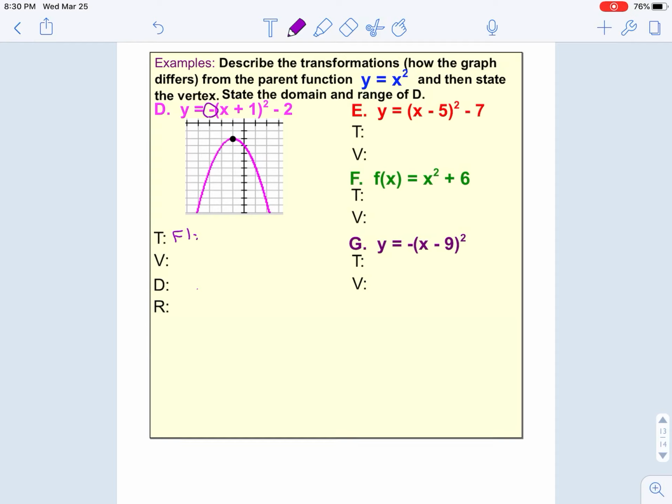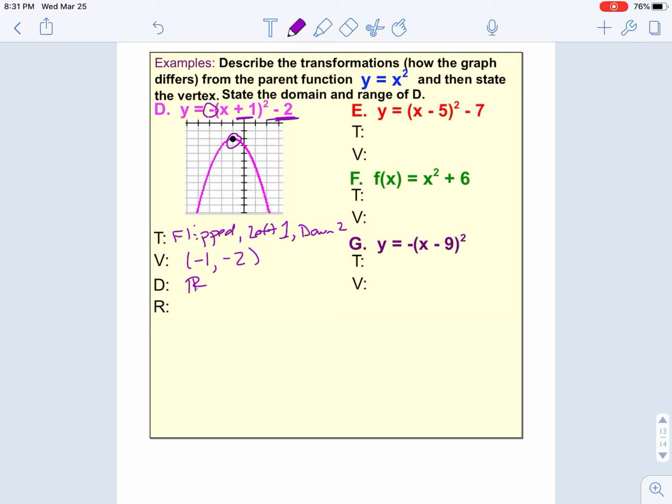Okay, so I said my transformation one is flipped. Inside the parentheses is left and right, opposite of what I think, so that is +1. So this thing must move left 1. And outside the parentheses, -2. That's my up or down, and it moves as I would think, so down 2. So where did my vertex go? It went left 1, so that's -1, and down 2, that's -2. That is exactly where I found that point.